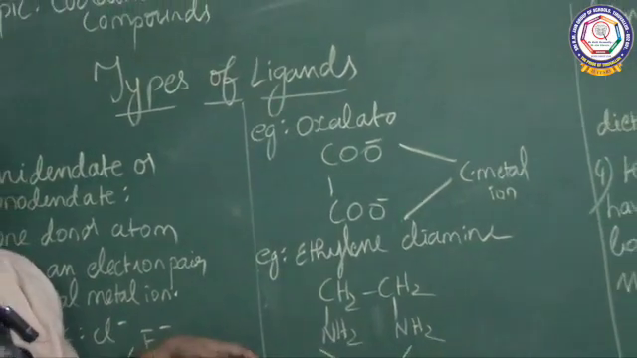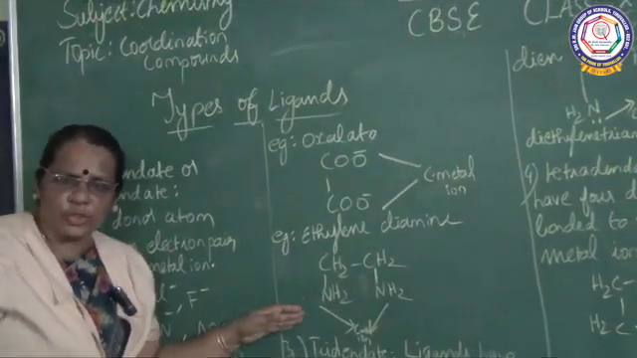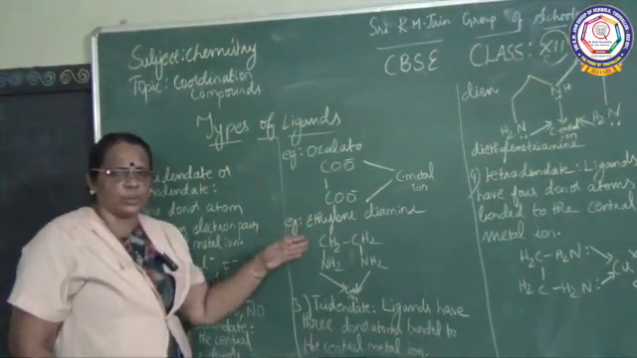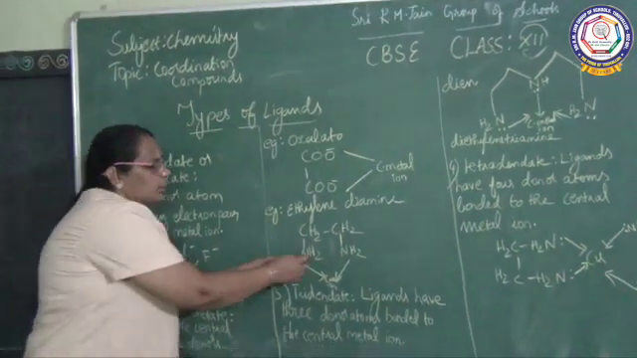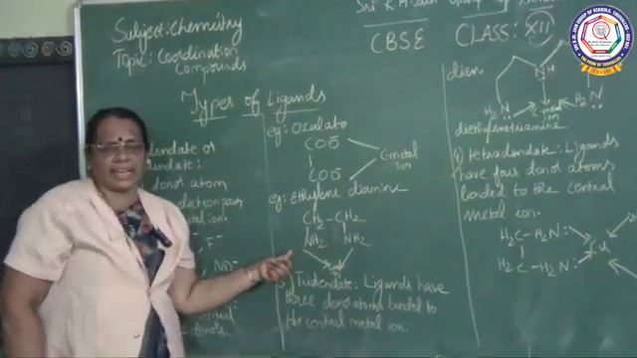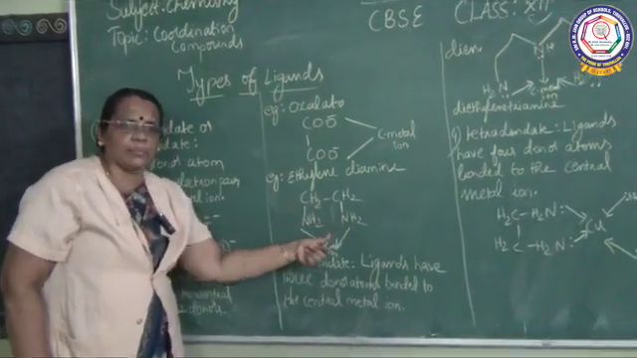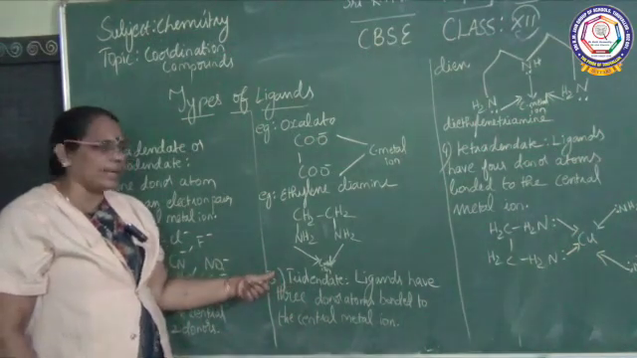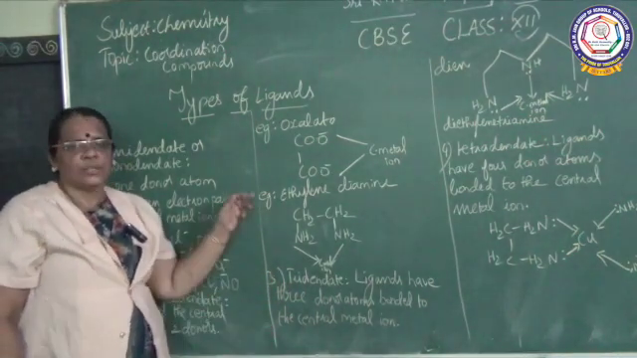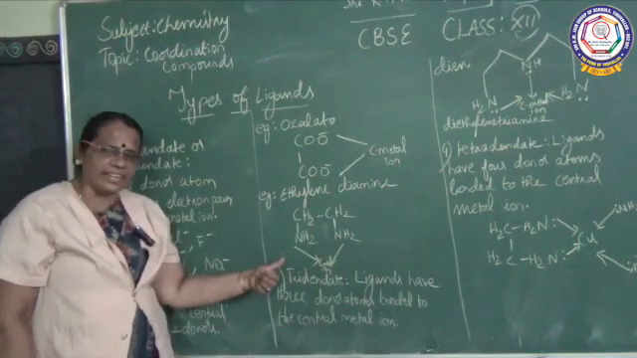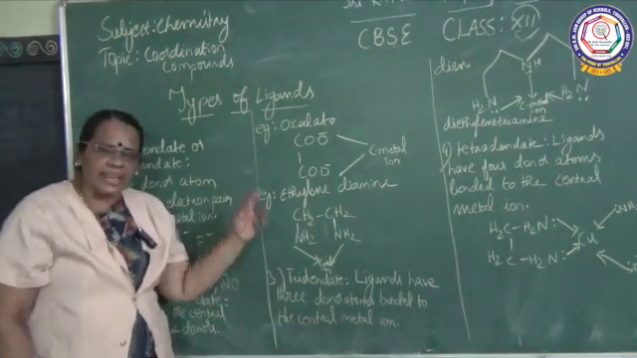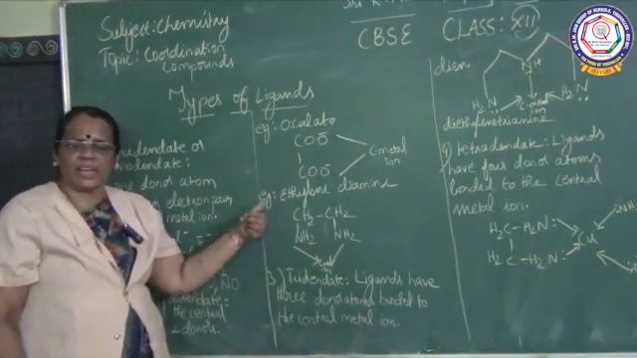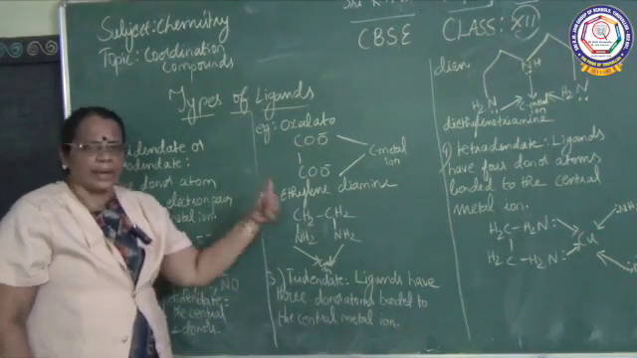The other example is ethylene diamine, NH2CH2CH2NH2. There are two donor atoms here, so this is a bidentate ligand. There are two nitrogen atoms bonded to the central metal ion, and each nitrogen donates an electron pair to the central metal ion. So we can call it bidentate or didentate ligand.